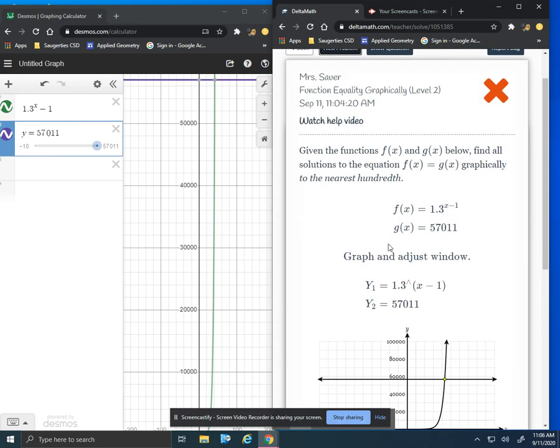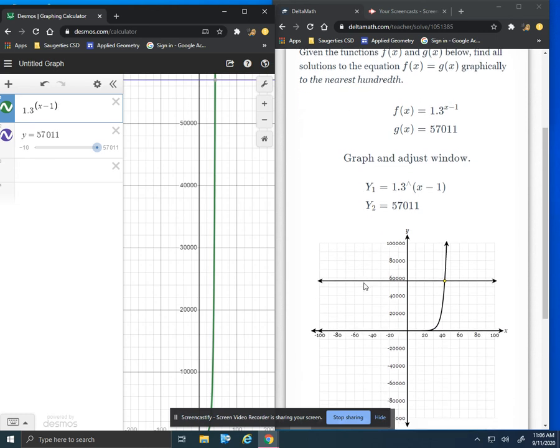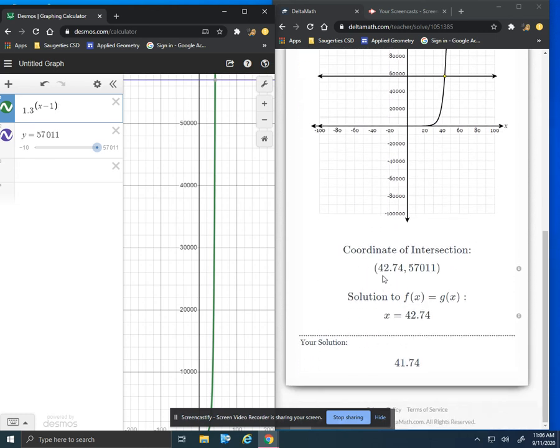Okay, so let's see what happened here. I had something wrong. And I'm actually really glad this happened. Do you see how my function, I didn't have that negative 1 up in the exponent? So somehow, and actually on Desmos, this is good to see. It's a new calculator for me too. I have to use parentheses around my exponent. It doesn't stay up there. So let's see what the answer should have been. Okay, so the answer should have been 42.74.